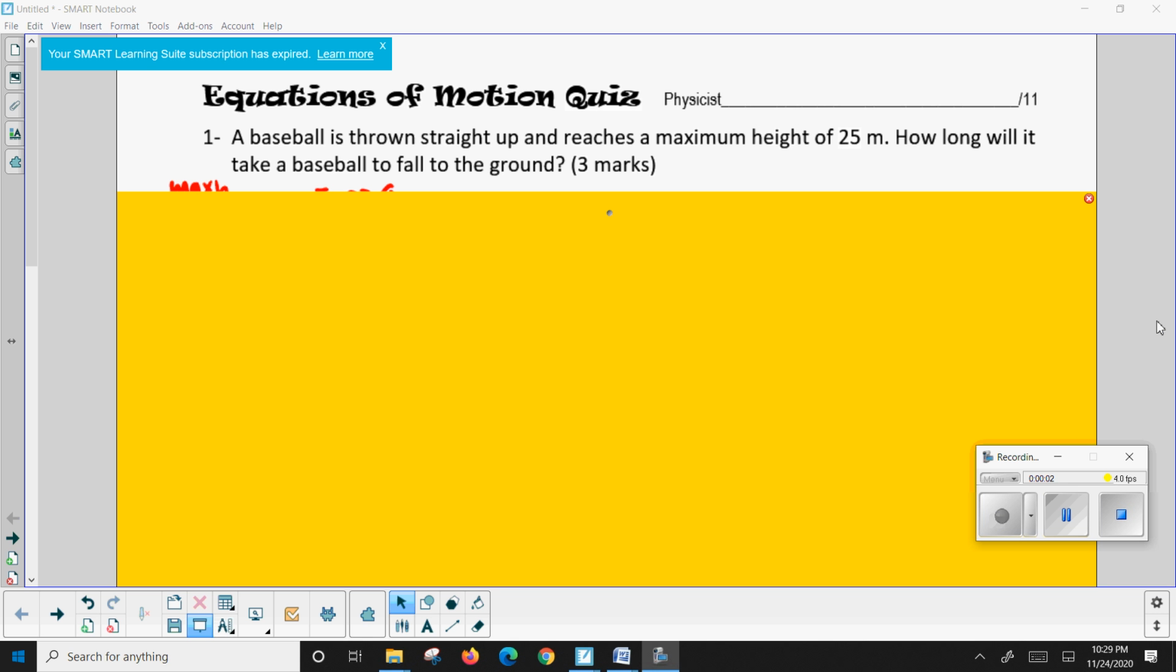All right, everyone, in this video, we're going to be taking up the practice equations quiz. So in the first question here, we've got a baseball thrown right up into the air and reaches a maximum height of 25 meters. And we want to know how long is it going to take the baseball to fall to the ground from that height.